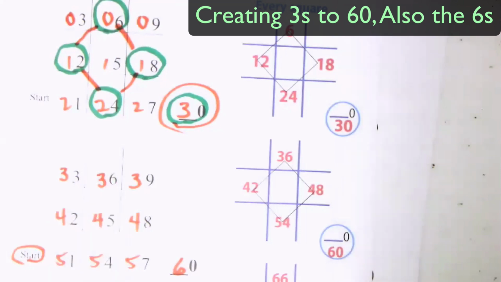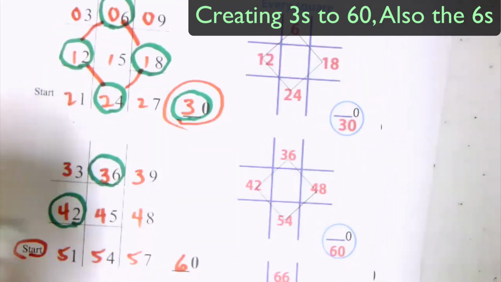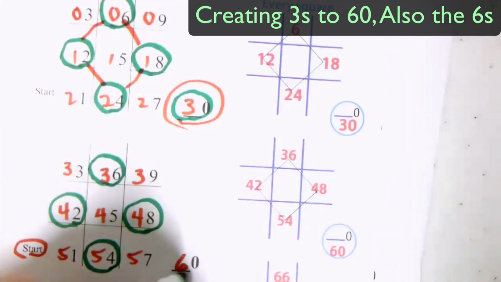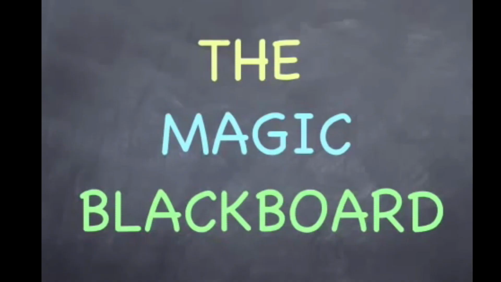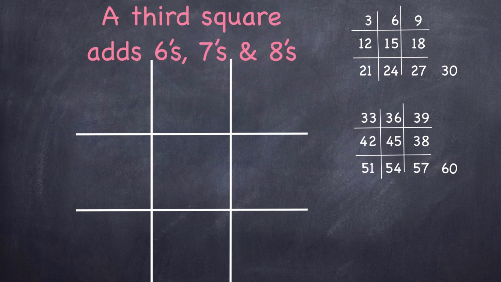Oh, so let's finish up the 6's here, because 30, not that one but this one. Every other one, right? 36, 42, not that one but this one. Let's go back to the magic blackboard so we can create the 3's, 6's, and 9's to 90. And we'll do it one more time so we can get in the 9's too.